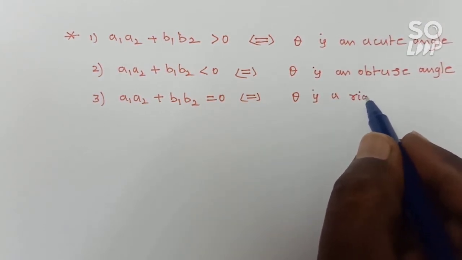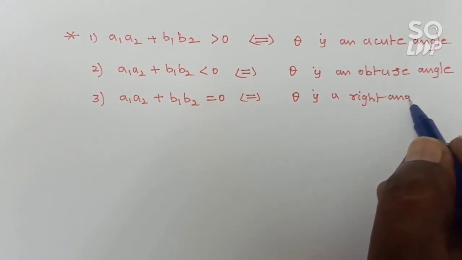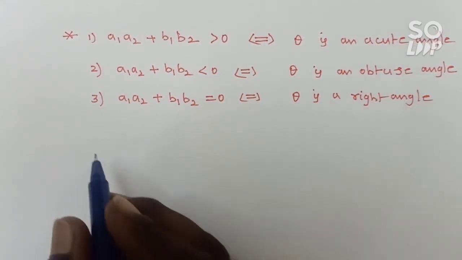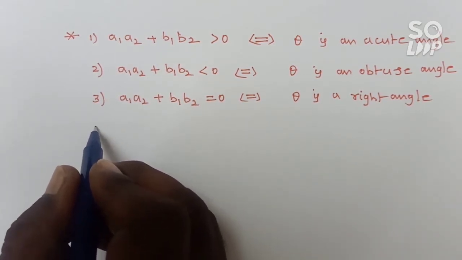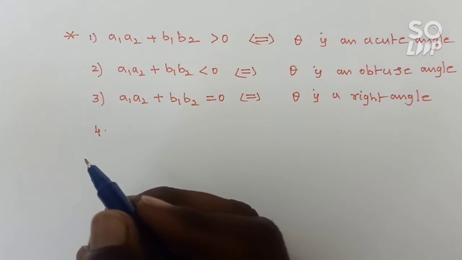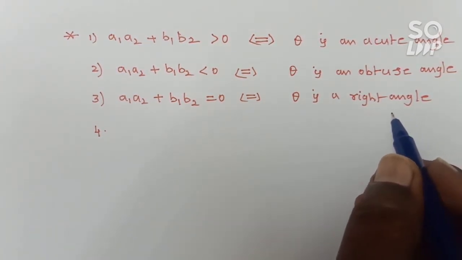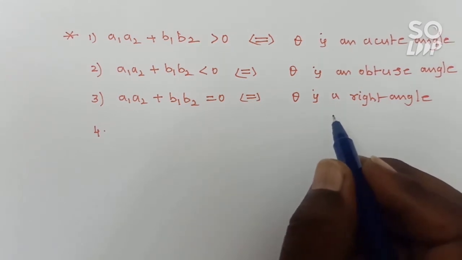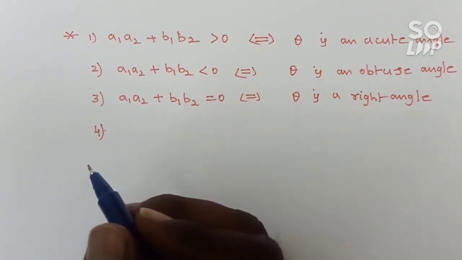Theta is a right angle, right? And the next one is that now suppose theta is 0 or 180 degrees. So that means when will you get that theta is equal to 0?